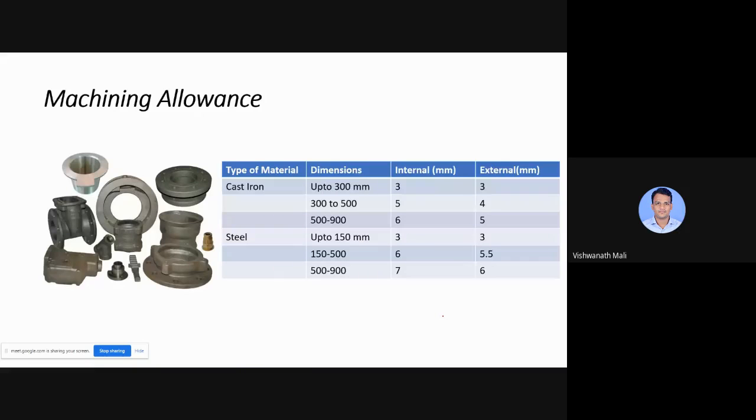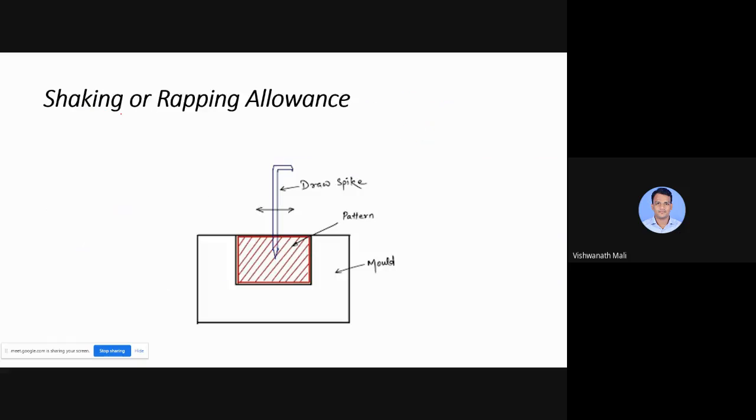Right. Then the machining allowance. As we have discussed in casting, we get a poor surface finish. If you require a good surface finish, then we need to go for some post-processing operation like machining or grinding of the cast product. When we go for machining or grinding, its dimension decreases as we are removing material from the part. So to avoid that reduction in dimension, we give some machining allowance to our pattern so that after machining we get the required shape. So this is machining allowance.